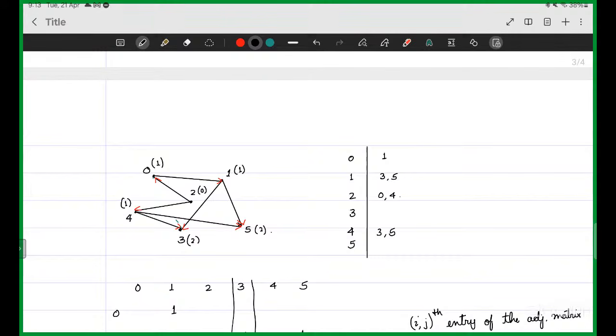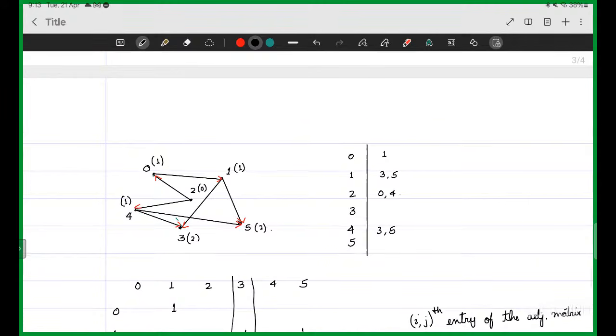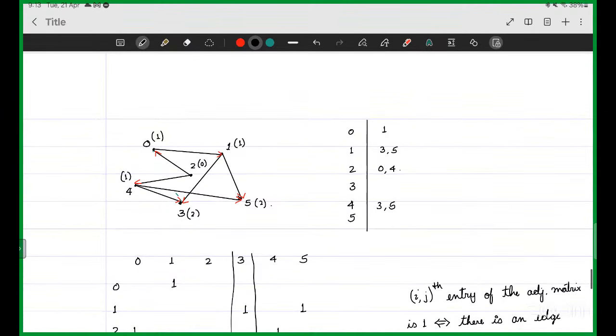Similarly, if you look at the vertex 1, there are 2 edges going out of 1, and they end at 3 and 5. Similarly, 2 goes to 0 and 4. There is nothing starting at 3. Vertices 3 and 5 are targets of edges which start from 4 and 5 again. There is no edge coming out of 5. So there's nothing in the adjacency list against the number 5.